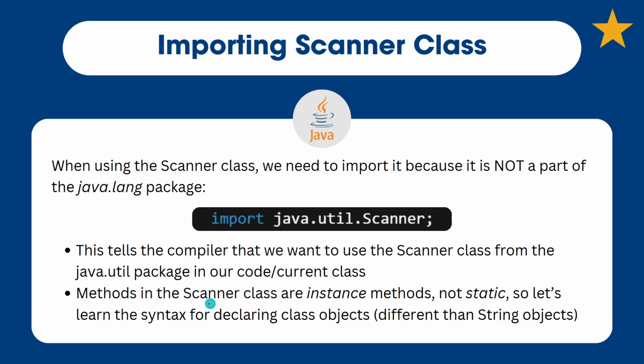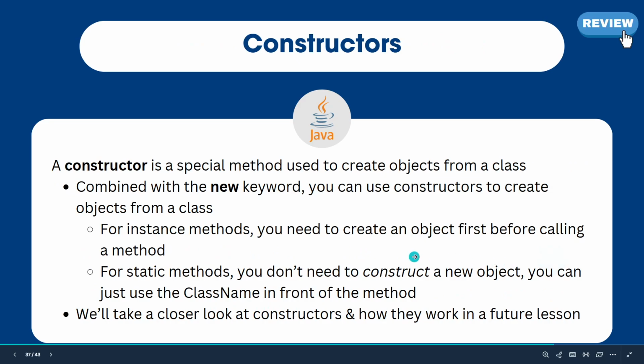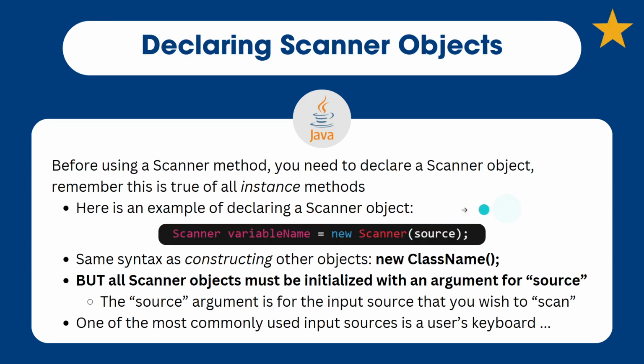So methods in the Scanner class are instance methods. So again, let's look at the syntax for declaring these objects. It should look the same. A little bit of review. Remember, when we're actually declaring new objects, we're using the constructor and we're using the new keyword. We're going to take a deeper dive into constructors once we get to classes. But this is the syntax you need to remember, right?